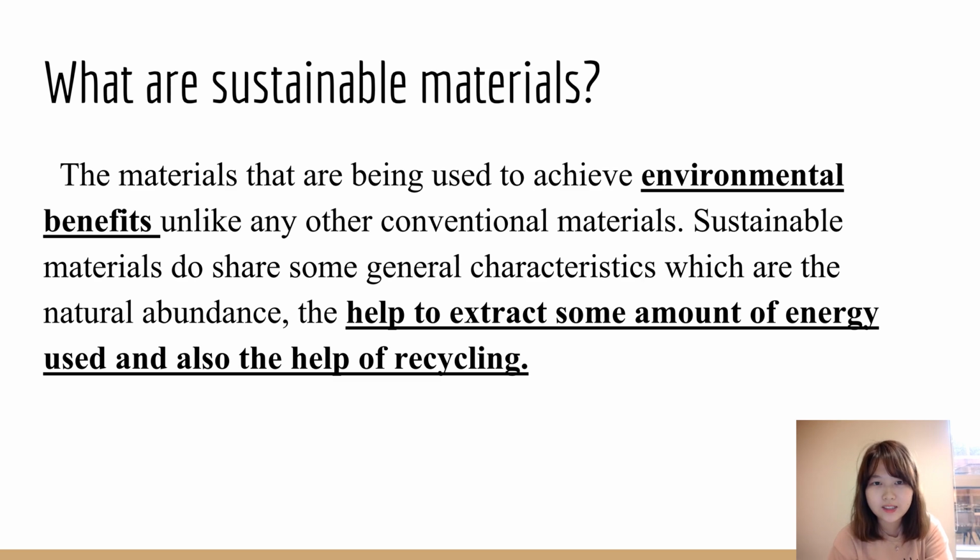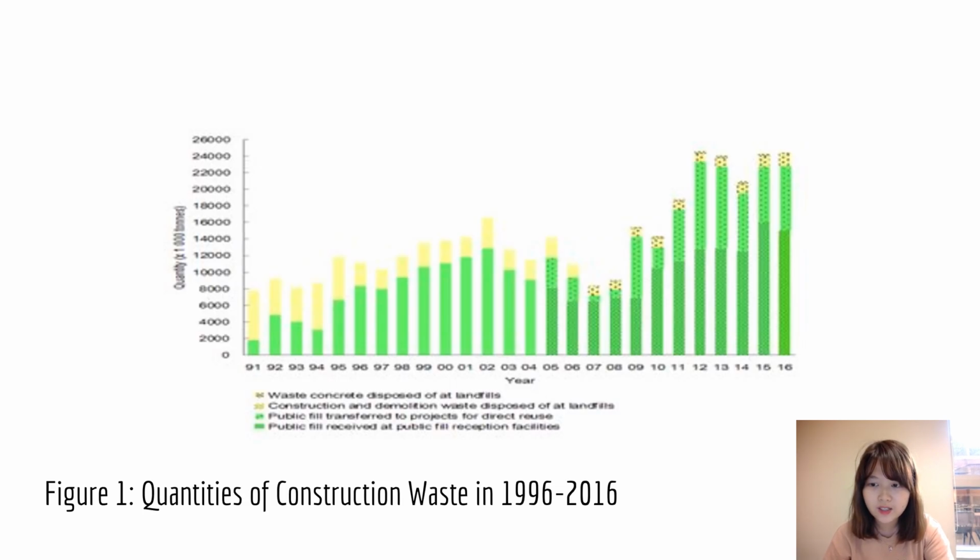So what are sustainable materials? They are used to achieve environmental benefits, and also it helps to increase some amount of energy use, such as the sunlight and wind energy. It also helps with recycling. Here is a graph about the quantities of construction waste in 1991 to 2016. You can see there is a trend of increasing.